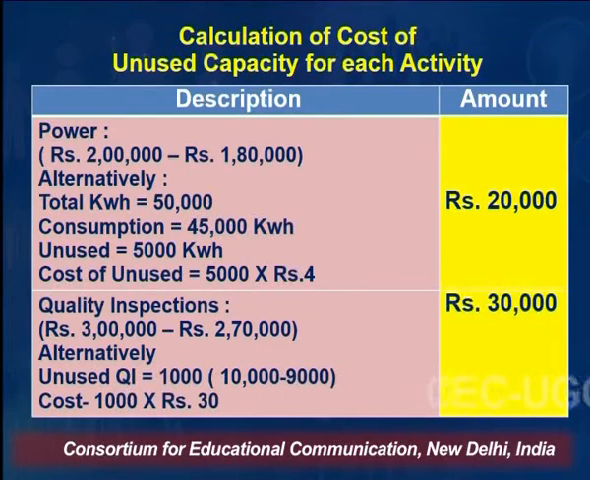So the difference is 30,000. This is going to be my unused capacity for quality inspection. Alternatively, we can do this calculation with the help of unused quality inspections. Capacity was 10,000 inspections, and we have conducted 9,000 inspections. So the unused capacity in terms of quality inspection is 1,000 inspections, and the rate for that was rupees 30. So 1,000 into 30 gives me the amount of unused capacity in terms of quality inspection, which is rupees 30,000. So this is the point where this question is entirely different from the previously discussed question.